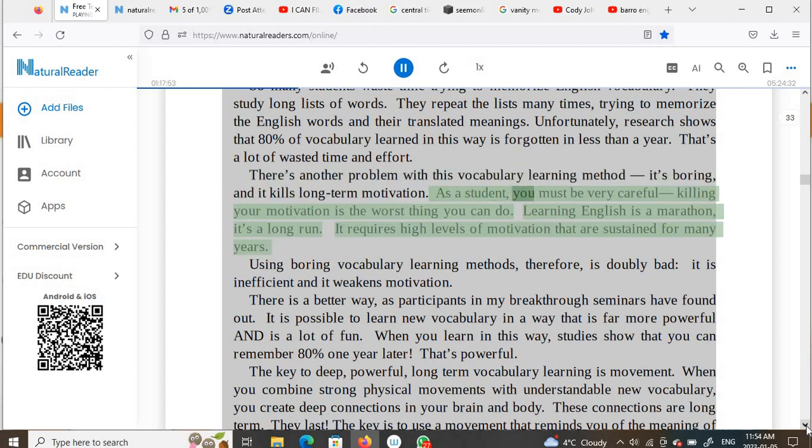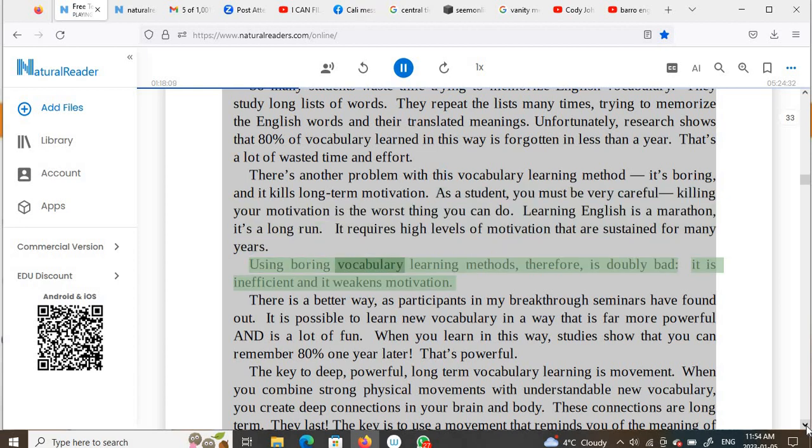As a student, you must be very careful. Killing your motivation is the worst thing you can do. Learning English is a marathon, it's a long run. It requires high levels of motivation that are sustained for many years. Using boring vocabulary learning methods, therefore, is doubly bad. It is inefficient and it weakens motivation.